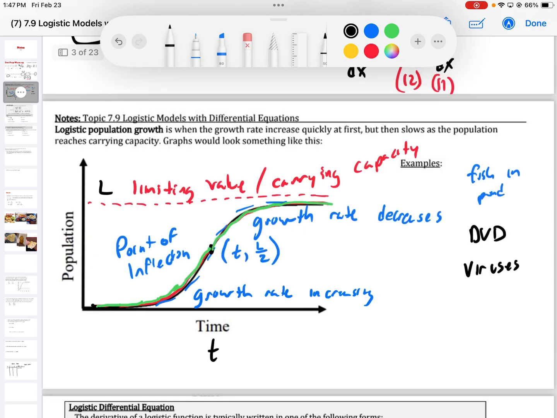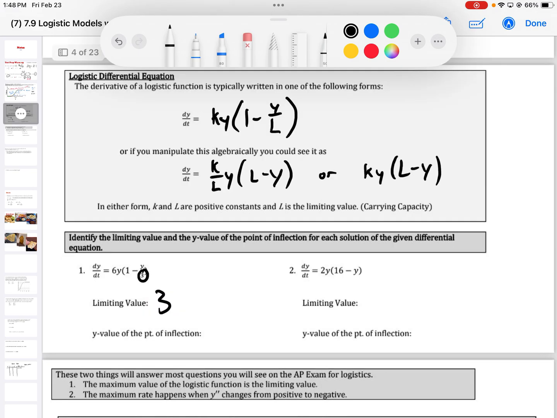I don't think I made that clear enough. If this is the limiting capacity, half of that tells you where the growth rate is at its maximum. The growth rate is at its very maximum at this point here, and then it starts to decrease. It's always half of that, so it's 1.5.